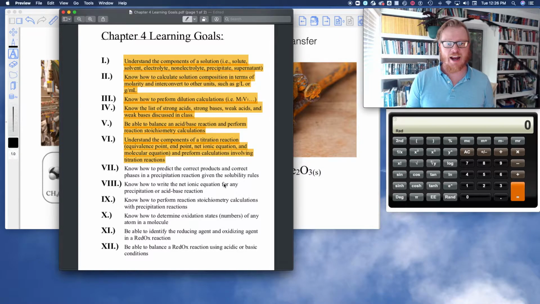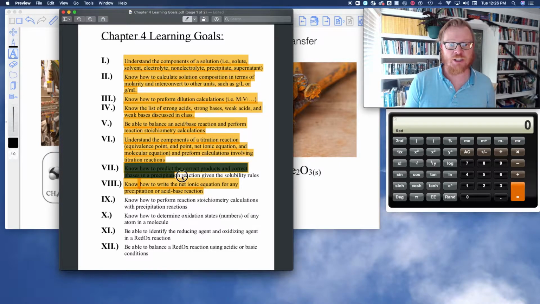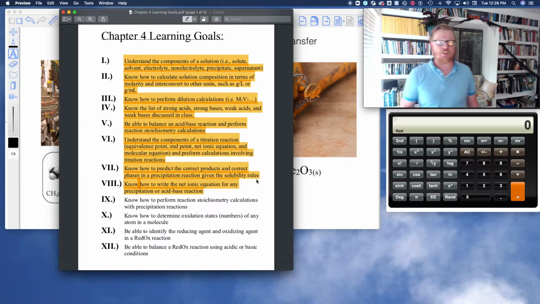Know how to write a net ionic equation for any precipitation or acid-base reactions. So be able to do those net ionic equations, okay? And know how to predict the correct products and the correct phases in a precipitation reaction given the solubility rules. You don't have to memorize the solubility rules. They will be given to you, but you still have to know how to use them to predict the right products and predict the right phases.